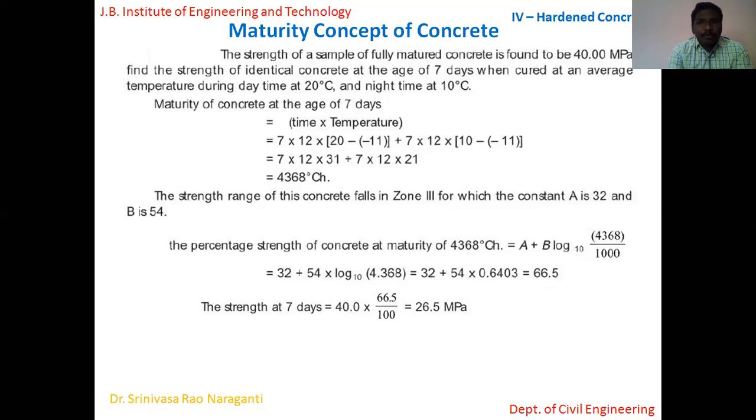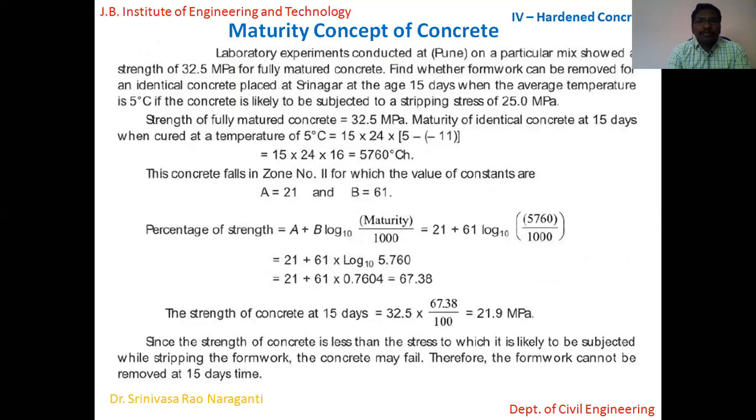Similarly, let me walk you through another numerical problem. It's slightly different. A laboratory experiment conducted at Pune on a particular mix showed a strength of 32.5 MPa for a fully matured concrete. Find whether the formwork can be removed for an identical concrete placed at Srinagar at the age of 15 days, when the average temperature is 15 degrees centigrade, if the concrete is likely to be subject to a stripping stress of 25 MPa.